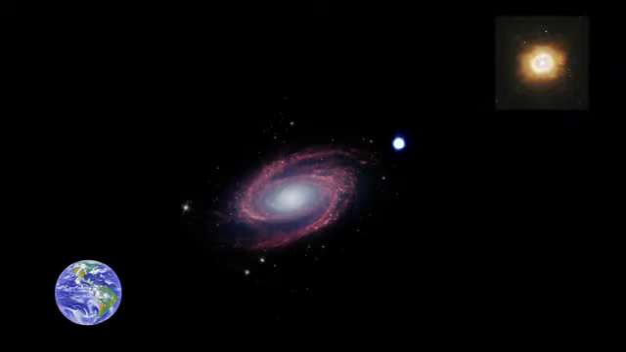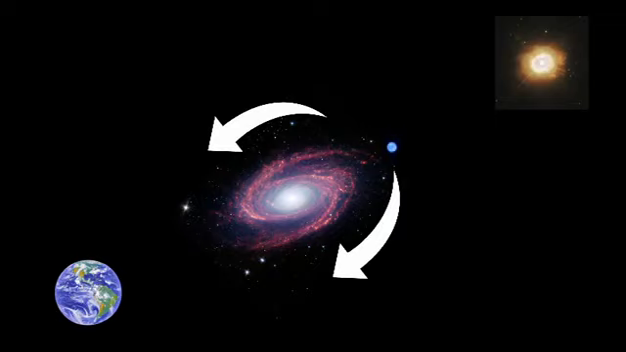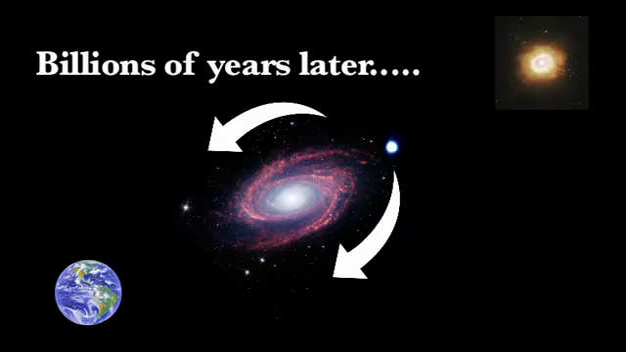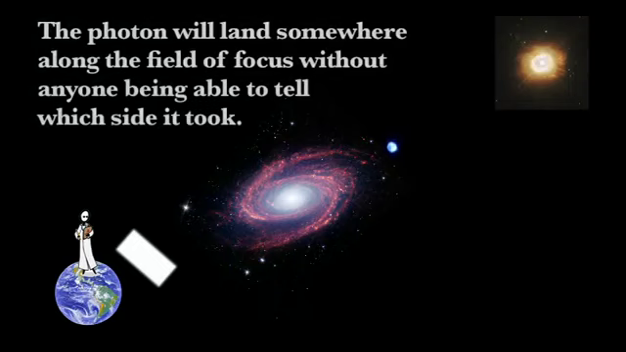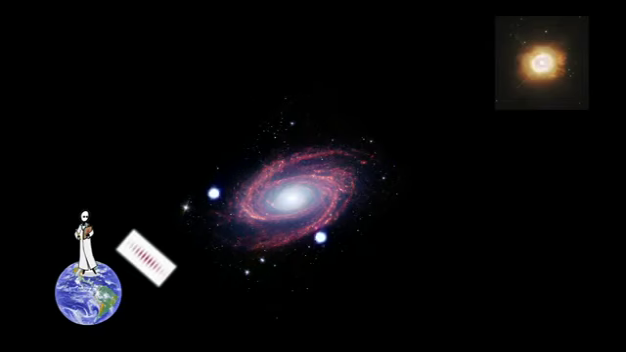He explains by asking us to imagine a distant star that emits a photon billions of years ago and sends it towards Earth. However, on the way it must pass a dense galaxy. Gravitational lensing will make the light bend around the galaxy, so the photon can take one of two paths around the galaxy. Billions of years later, upon reaching Earth, an astronomer chooses to use a screen type of light projector that encompasses both sides of the surrounding space, without focusing on a specific region. Therefore, the photon will land somewhere along the field of focus, without anyone being able to tell which side it took. So it will display an interference pattern, demonstrating it took both.